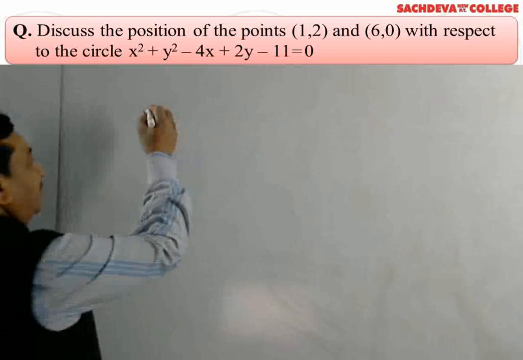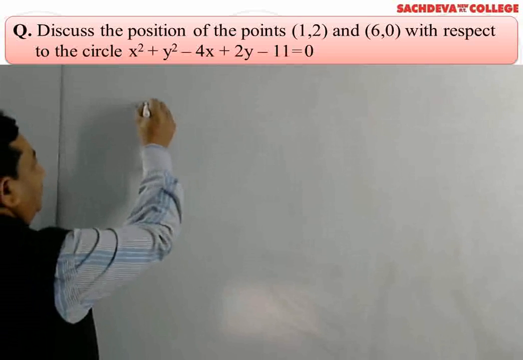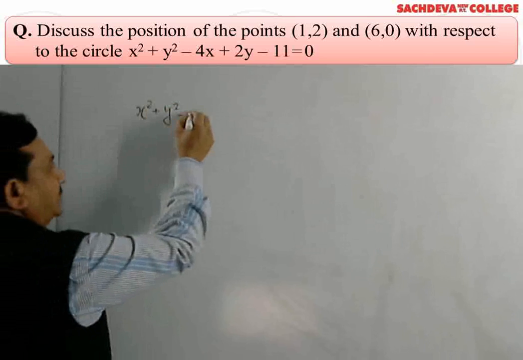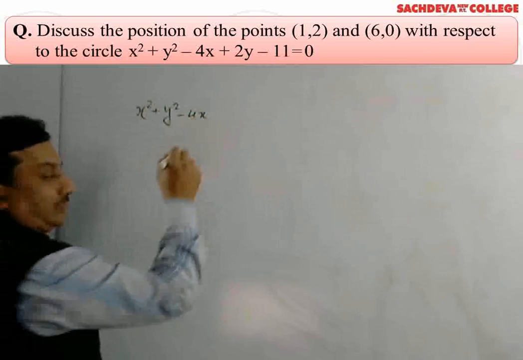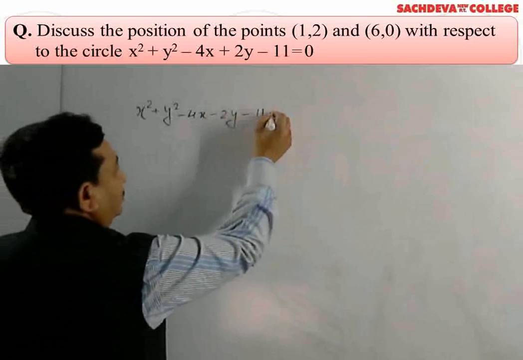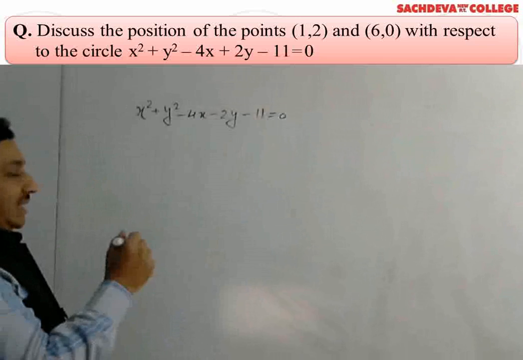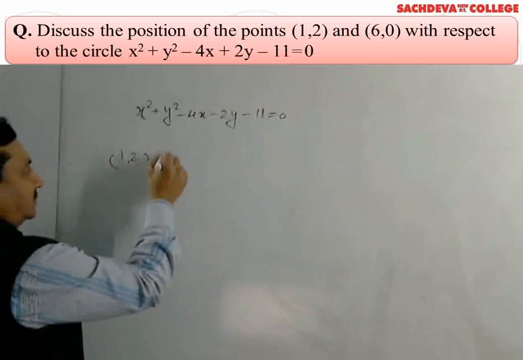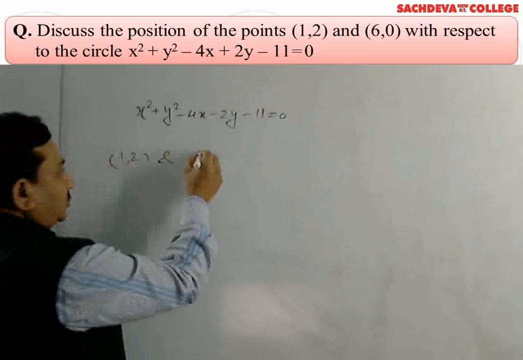Given that the equation of the circle is x square plus y square minus 4x minus 2y minus 11 is equal to 0. And the points given here are (1, 2) and (6, 0).